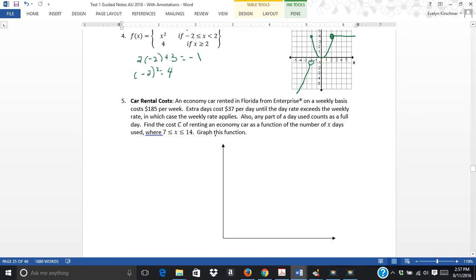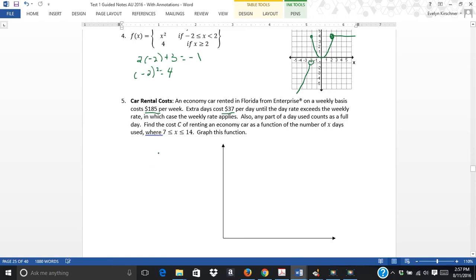Let's look at this word problem. I have an economy car rented from Enterprise. It has a weekly cost of $185 per week, $37 per day until it exceeds $185, and then that applies. And any part of a day is a full day, which means that when I look at days, it's going to be the integer function.